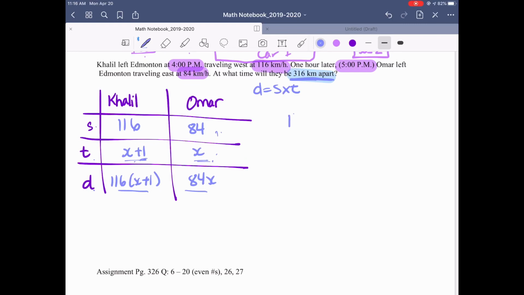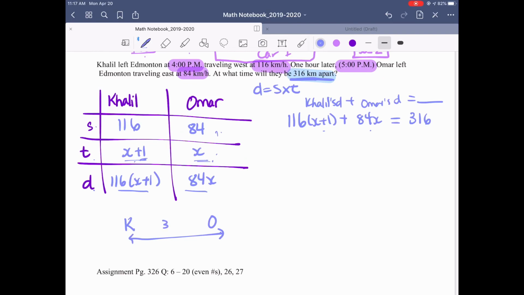In this case, instead of making them equal to each other, we're actually going to add their distances together, because their total distance between each other has to be 316. Okay, so this is Khalil's distance, and then Omar's distance. And the distance between them has to be 316. So if this was Khalil and this is Omar, the distance between them is 316. So you would add up their distances.